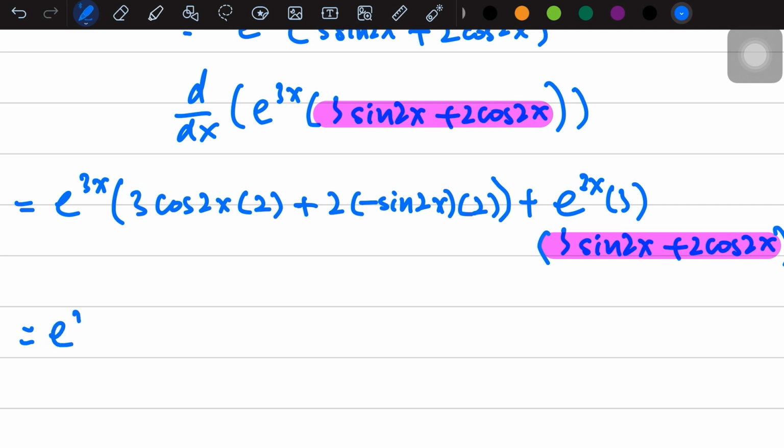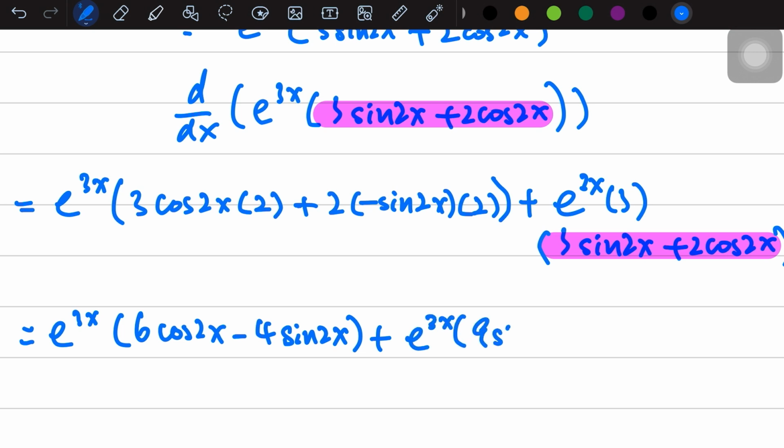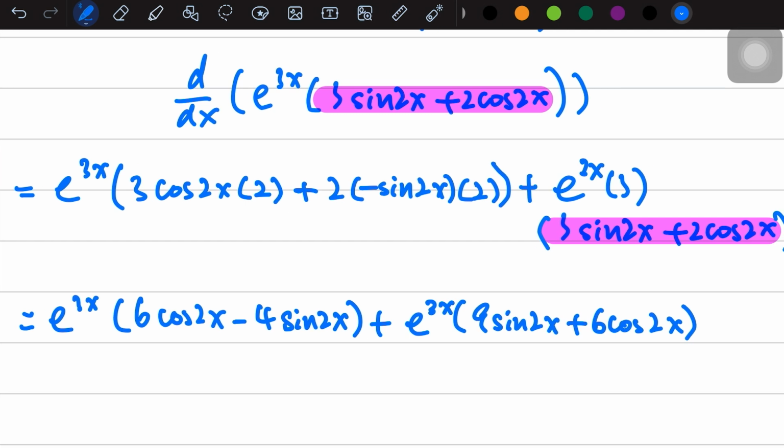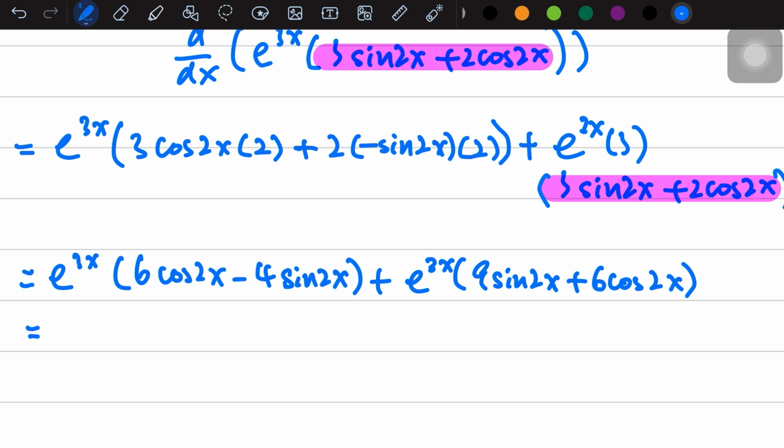Okay, e to the power 3x times 6 cosine 2x minus 4 sine 2x, right? And then plus e to the power 3x times 9 sine 2x plus 6 cosine 2x, right? And then we can actually combine these two things. Isn't it amazing? Right.